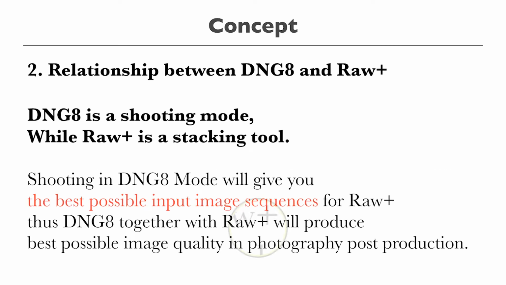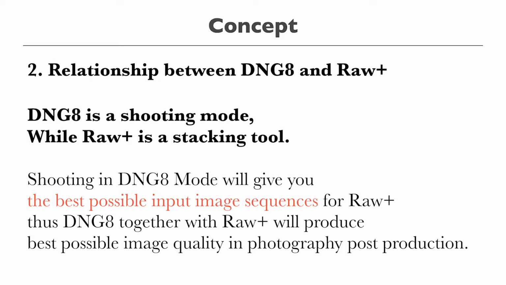Okay, the DNG8 is just a shooting mode, while the RAW Plus is a stacking software. It's a stacking tool. Shooting in DNG8 mode will give you the best possible input sequence for the RAW Plus. We have talked about this before. The DNG8 works harmoniously with RAW Plus to get the best possible raw data. Thus, the DNG8 together with RAW Plus will produce the best possible imaging quality in photography post-production. So DNG8 with RAW Plus will give you the best starting point in the post-processing workflow.